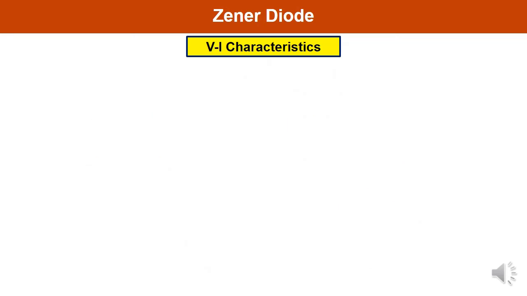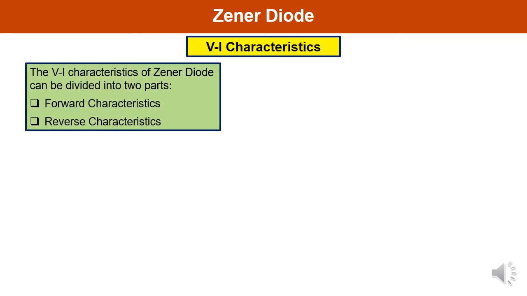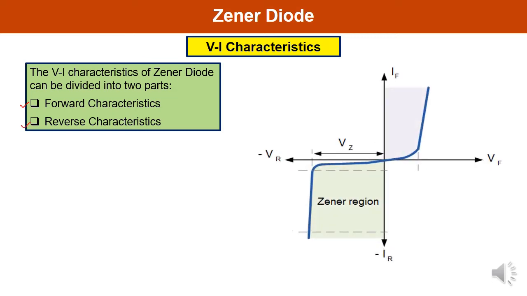VI characteristics of a Zener diode. The VI characteristics of a Zener diode can be divided into two parts, forward characteristics and reverse characteristics. The forward characteristics of a Zener diode are almost identical to the forward characteristics of the PN junction diode. So you can see over here, and what is this point? This point is denoted as V0 and it is known as the cut in voltage. This is the cut in voltage.